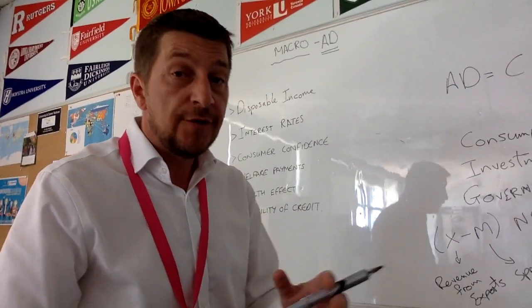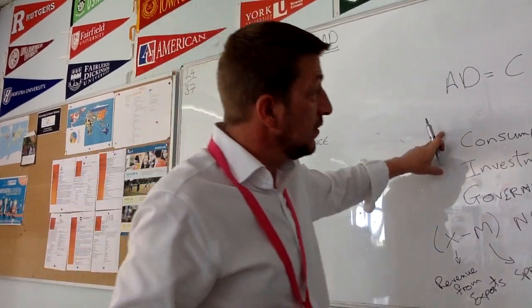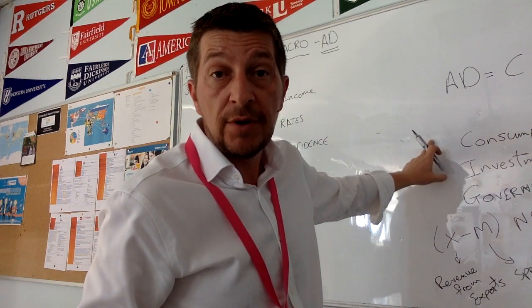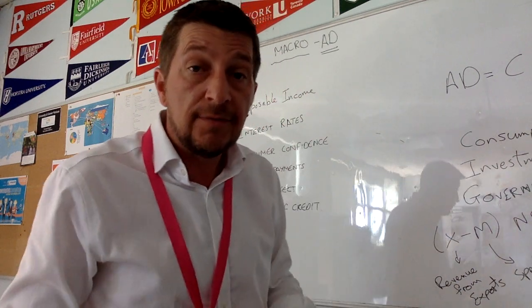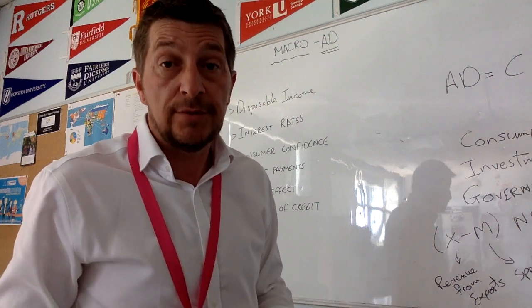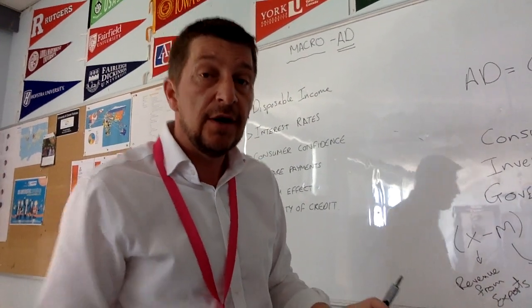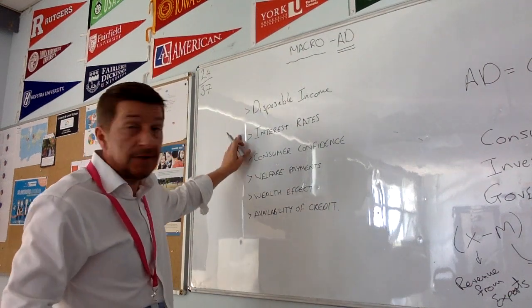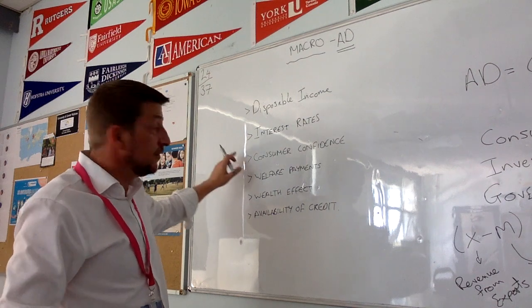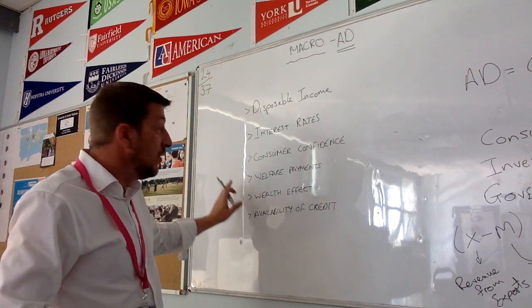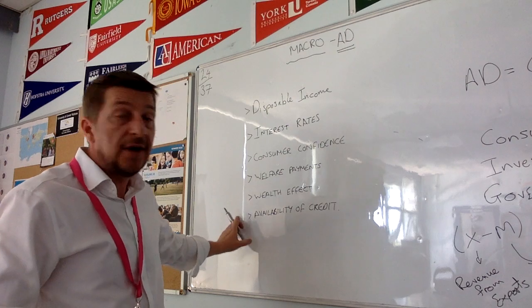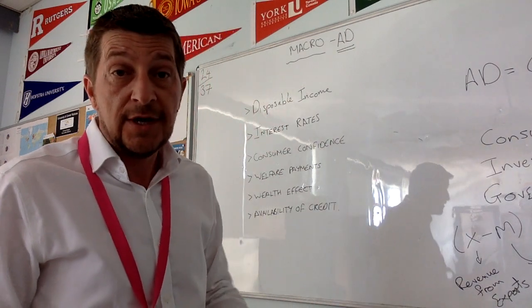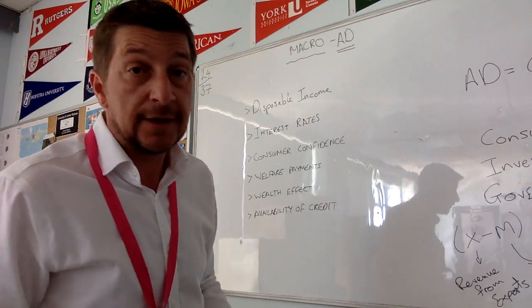Okay, so the first thing we're going to do, we're going to consider which factors are influencing the first of those four components. And we're going to look to begin with at consumption. So these are the factors that we want to consider: disposable income, interest rates, consumer confidence, welfare payments, the wealth effect, and the availability of credit. Credit is also another name for borrowing, or normally things like loans and mortgages from banks.